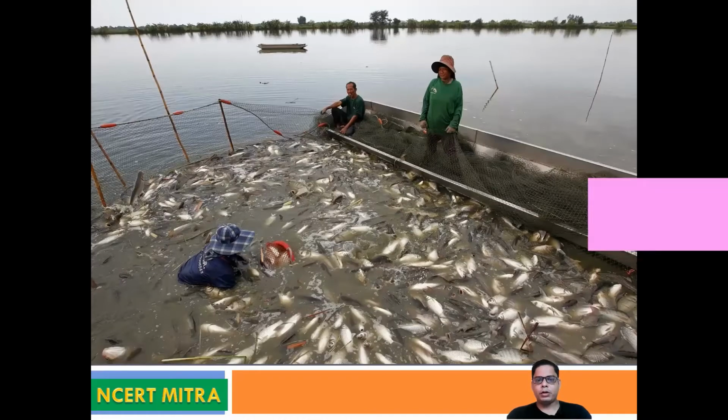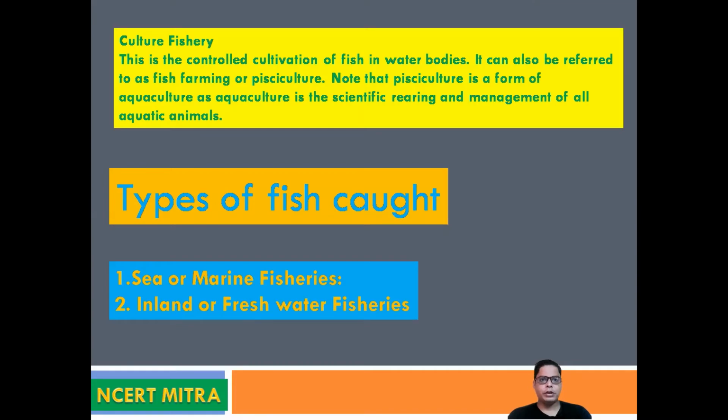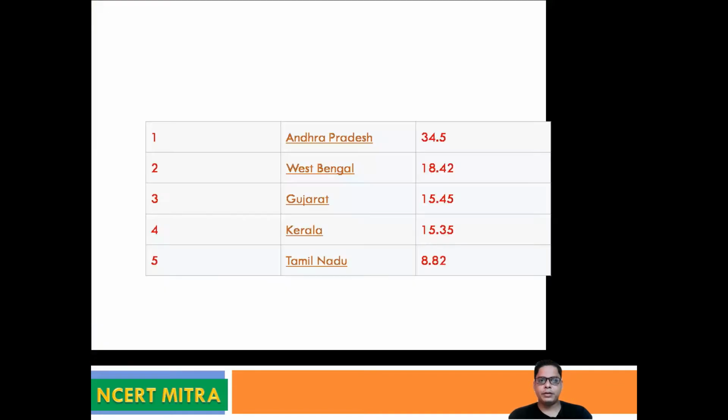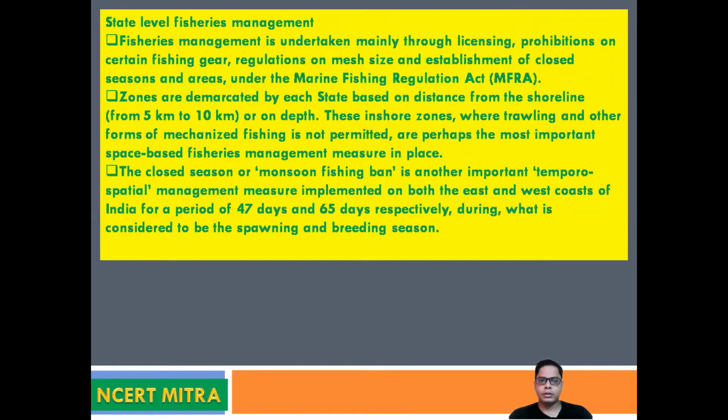In the previous video, we already started a new chapter, fisheries. This is a very important chapter. We already discussed the culture of fishery, what aquaculture is, types of fishery, inland fisheries, and marine fisheries. We also discussed their data, India, and where we can get fish from marine areas. And we discussed the development strategies taken by the Government of India as well as at the state level.